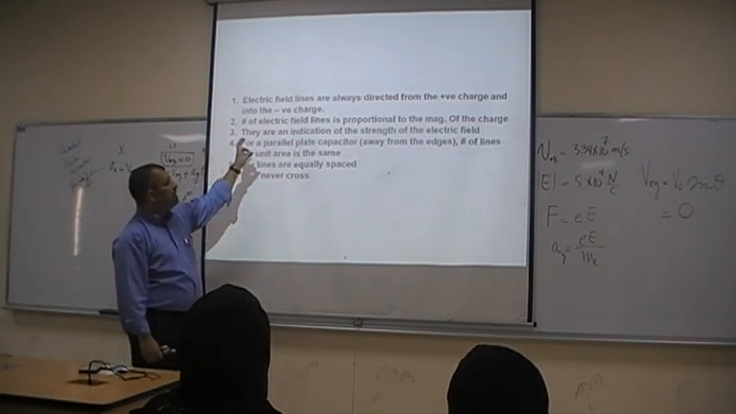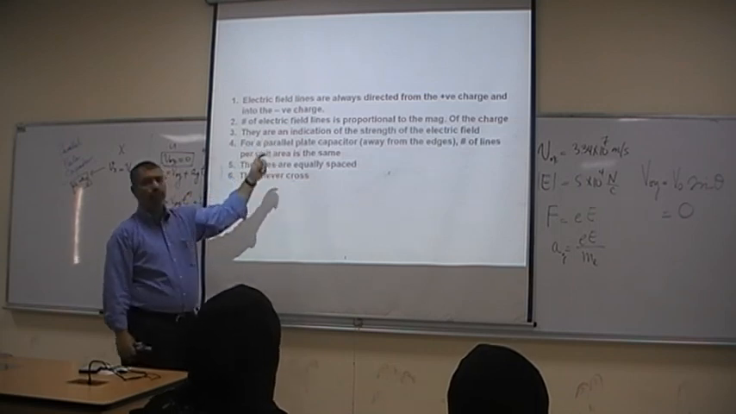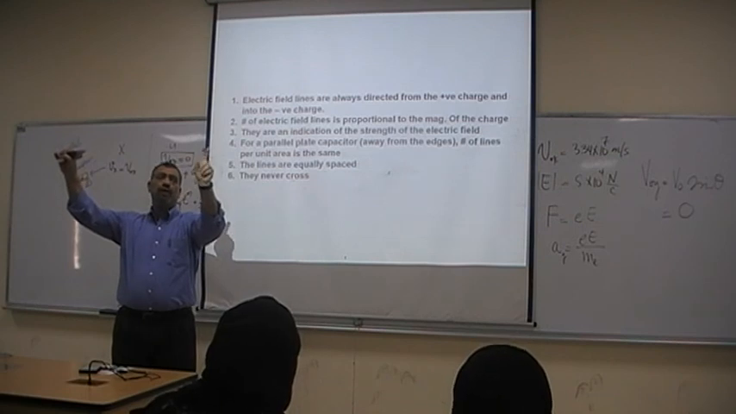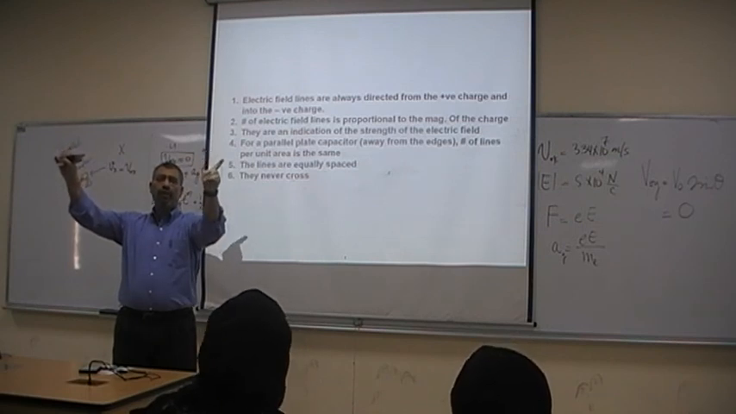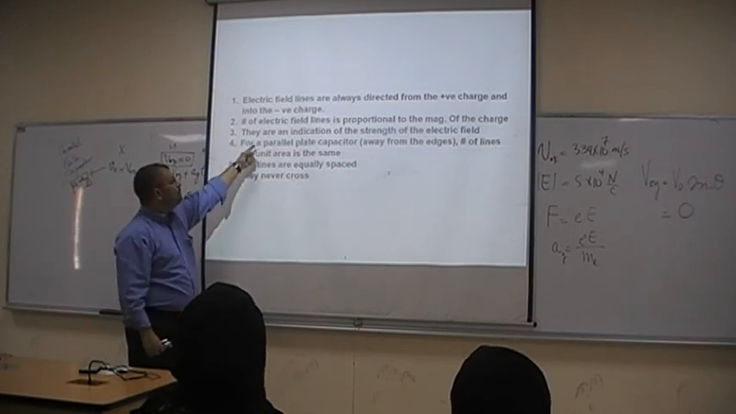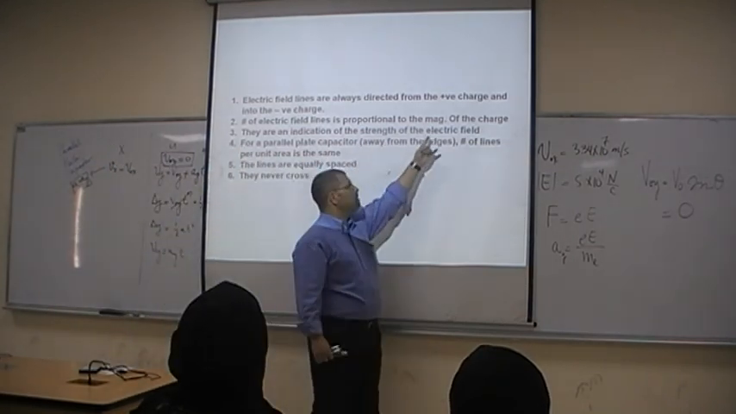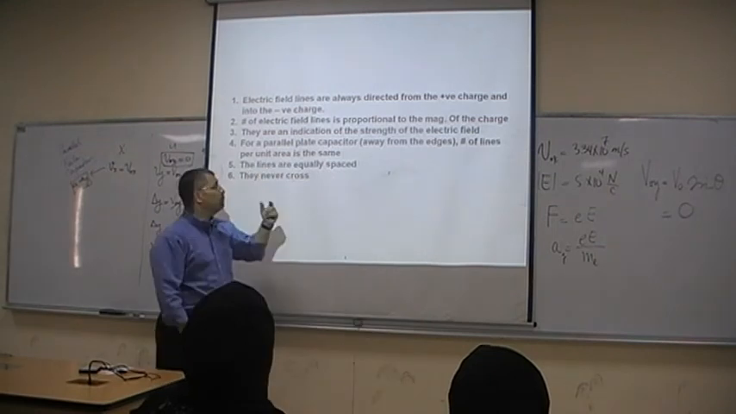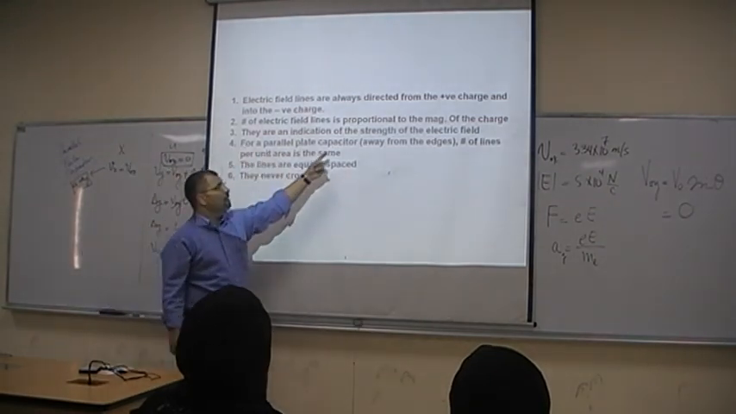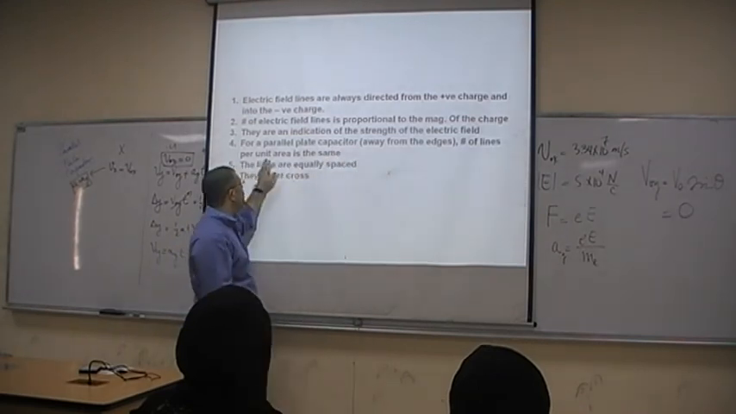First of all, the electric field lines are always directed from the positive charge to the negative charge. So if you have two charges next to each other, the lines originate at the positive charge and terminate at the negative charge. The number of electric field lines is proportional to the magnitude of the charge and also to the strength of the electric field. They are an indication of the strength of the electric field.